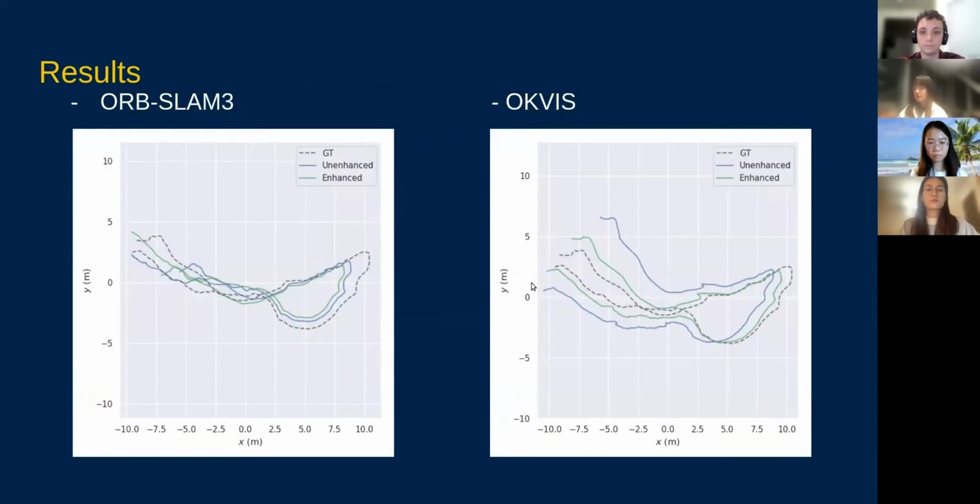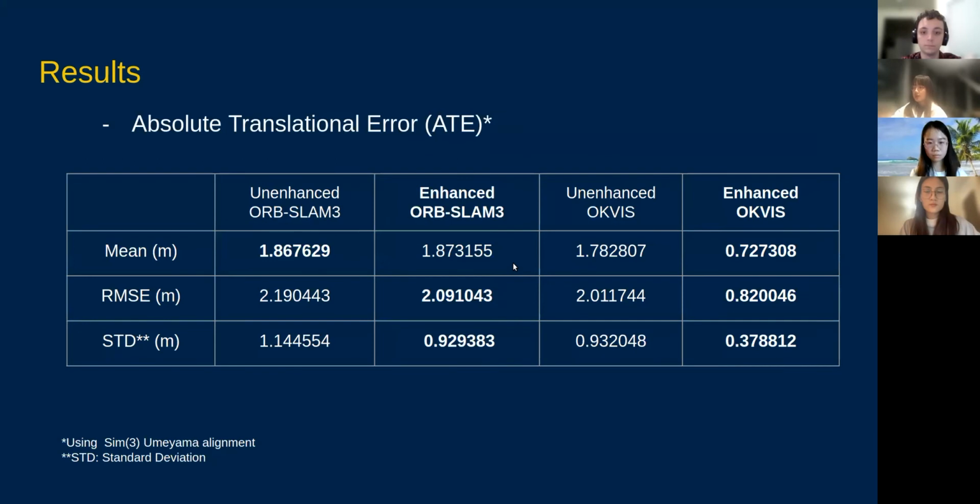We compare the trajectory estimate with and without image enhancement in the two SLAM frameworks. We can see that, especially in the OKVIS architecture, the enhanced image sequence gives a closer estimate to the reference trajectory. We also evaluate the trajectory estimate performance using absolute translational error statistics. The result indicates that in both of the SLAM frameworks, the image enhancement technique could reduce absolute translational error. And especially in OKVIS cases, the error and its standard deviation reduced significantly.